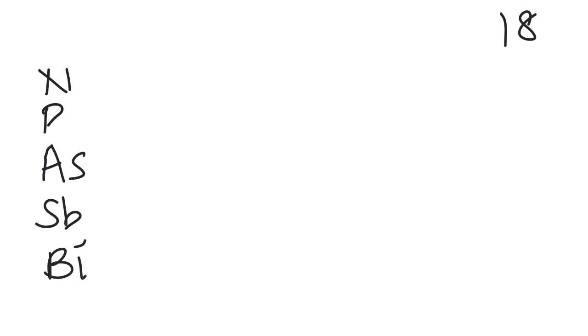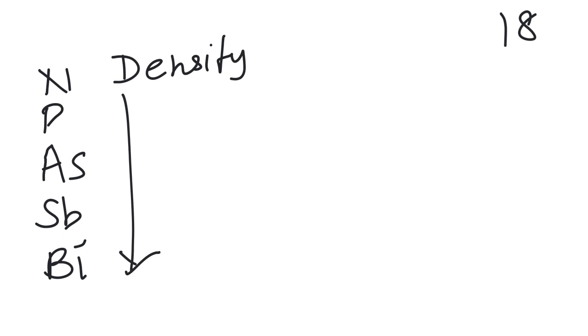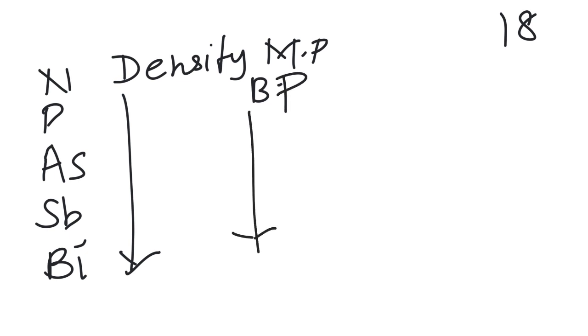So what are the elements? Nitrogen, phosphorus, then arsenic, then antimony, and bismuth. Other properties like density: as mass increases down the group, the density will also increase. Then melting point and boiling point, both increase.